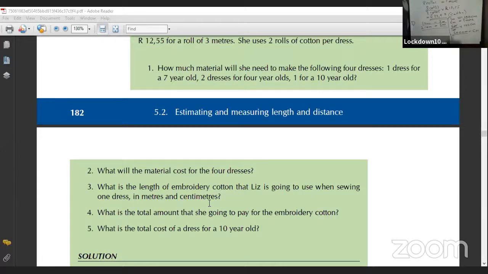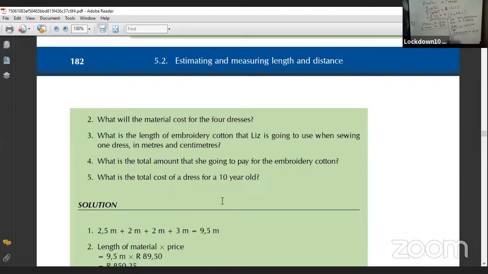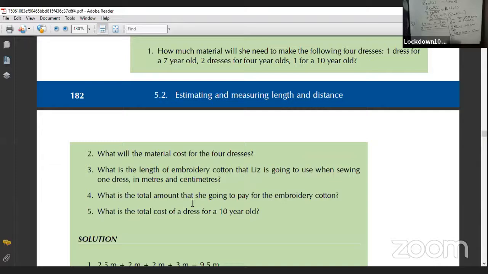Okay, guys. I hope you enjoyed that session we had for you. As your homework, I want you to go and look at the remaining questions. We have done question number 3 together. So I need you to go and look at question number 4 and question number 5. Question number 4 says, what is the total amount that she is going to pay for the embroidered cotton? We actually looked at that when we were calculating, but you can go and look at it again. If you can get to the correct answer, that would be great. Question number 5 says, what is the total cost of a dress for a 10-year-old? You just calculate that using the values that we are given.